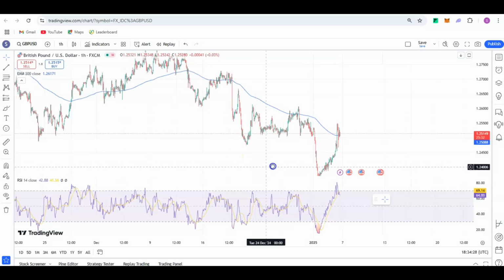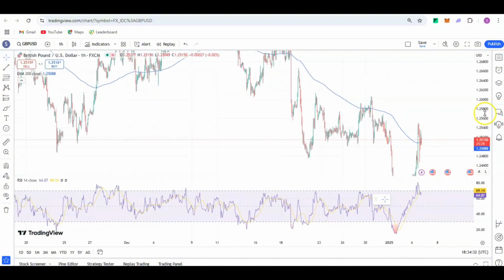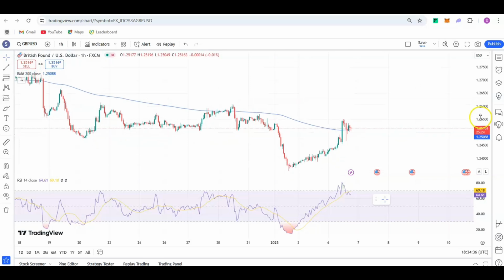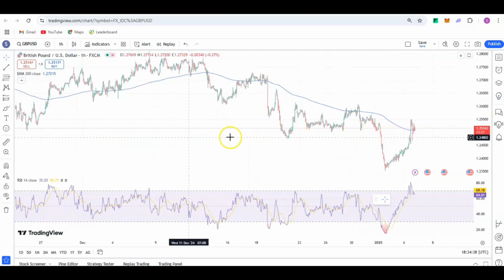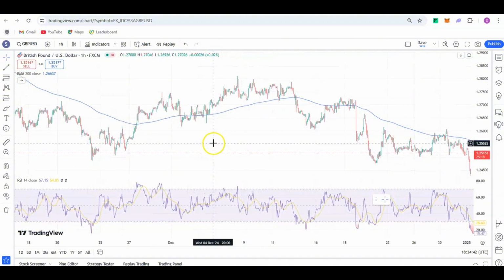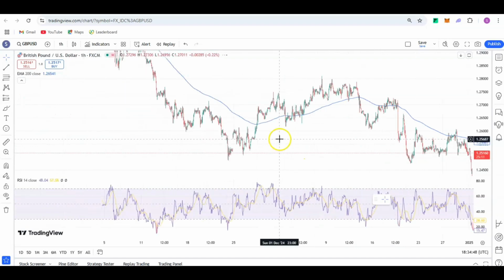We are going to talk about the trend line. So I'm going to show you in this video how you can draw a trend line and how you can use trend line to determine your trade. So once we are done with the trend line, then we are going to move to the relative strength index, and then we'll discuss about the moving average.